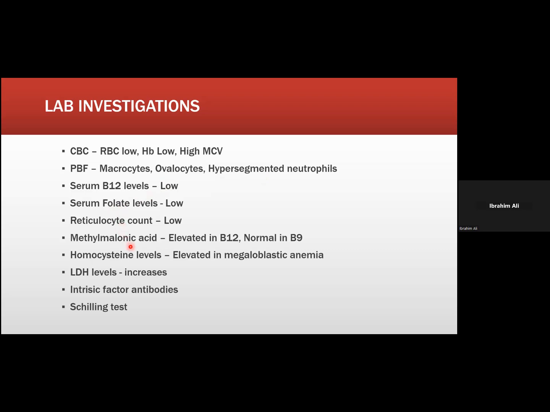And we have the test called methylmalonic acid, MMA, sometimes when they write that in short. So methylmalonic acid will be elevated in B12 deficiency, but normal in folate deficiency. But in the case of homocysteine levels, both will be elevated, like in megaloblastic anemia.